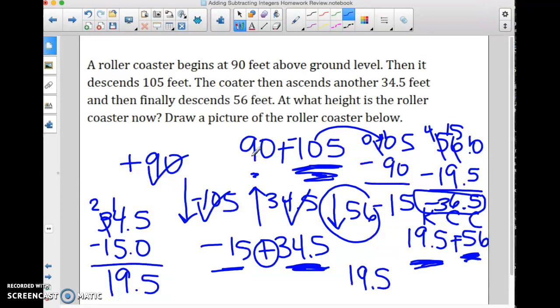Okay? And that's because we were at 90, we went down 105, we went up 34.5, and we went down 56. Okay? If that last one was a little fast for you, then go back and rewatch it and set that up yourself. Make sure you study, make sure you understand all of this before you come into class tomorrow.